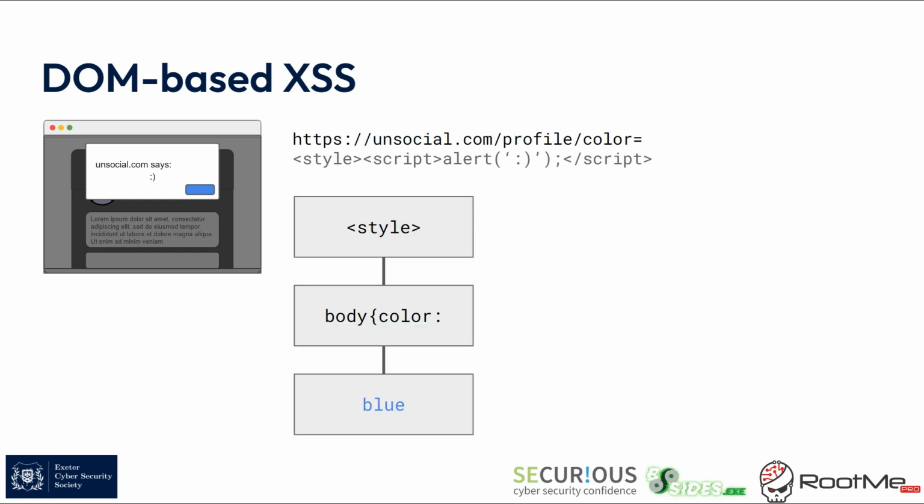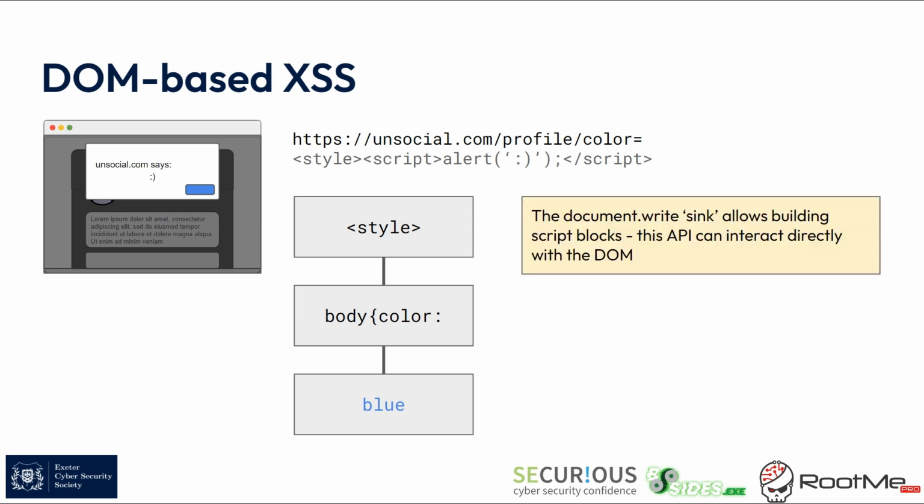So what's actually happening in the DOM then? So before, you can see that in the style tag, it's got a property, and the color of the body is set to blue. But because I've changed that payload to insert a script, what happens is that the API interacts directly with the DOM, and it inserts this script tag with the alert method.